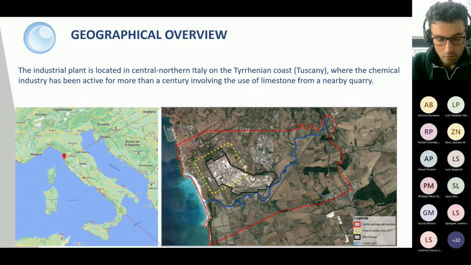So, a quick geographical overview of where the multi-tracer test was carried out. The industrial plant is located in central northern Italy, in the Tuscany region on the Tyrrhenian coast, where the chemical industry has been active for more than a century, involving the use of limestone from a nearby quarry. In the image below, the geographical location and, of course, a zoom extracted from the GIS of the industrial plant.